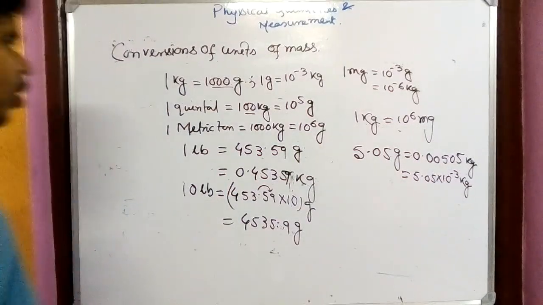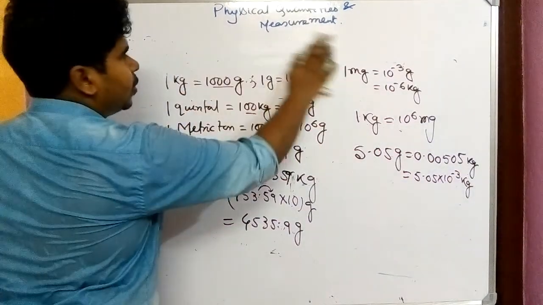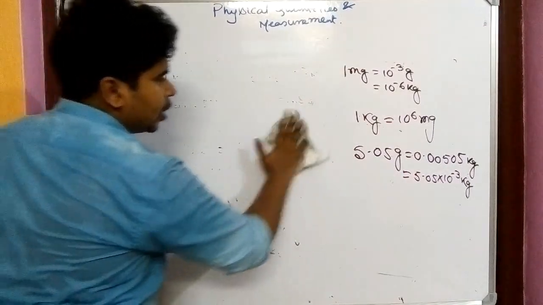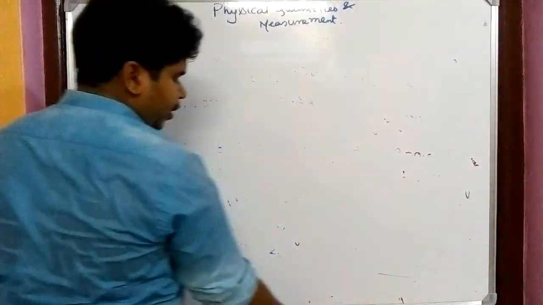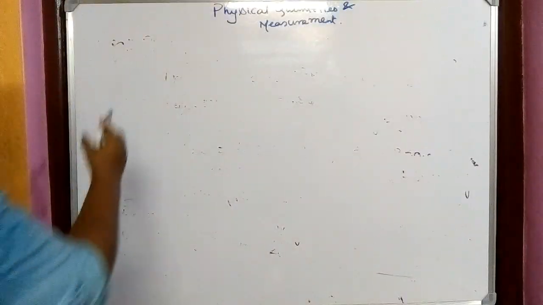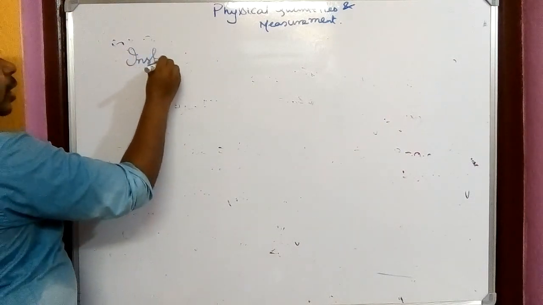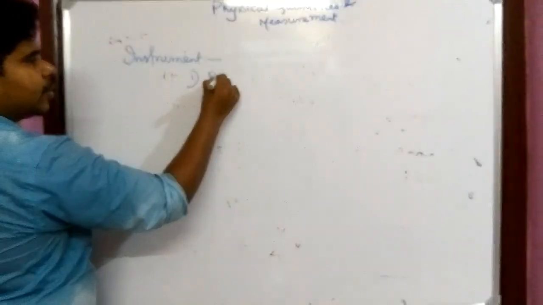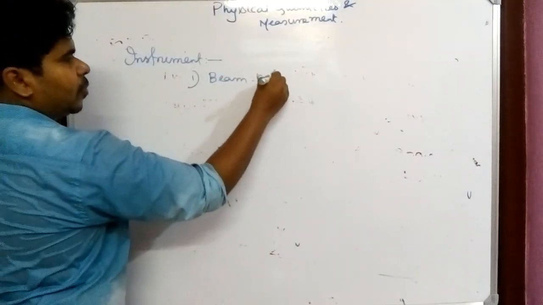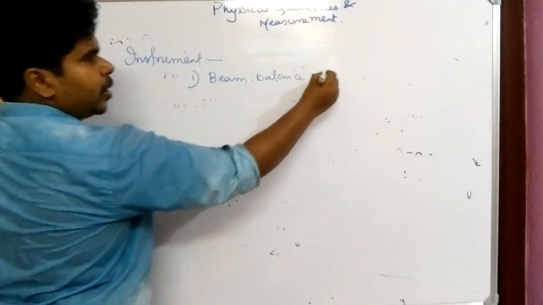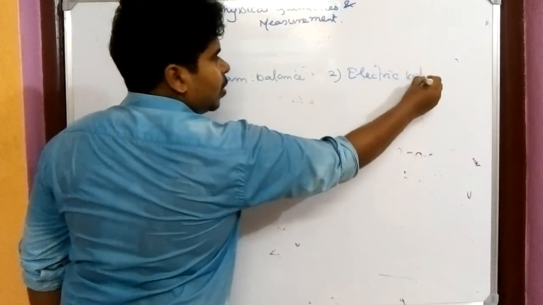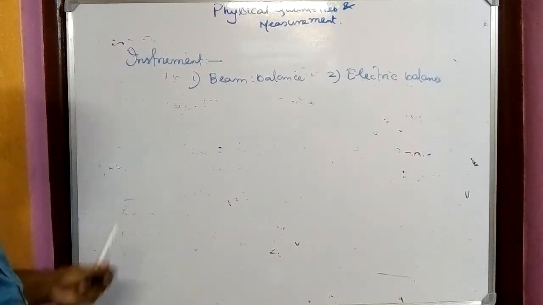Now we will go for the instrument. The instrument is used to measure the mass of a body, and the things we have seen around ourselves to measure the mass. Number 1, that is beam balance. And apart from this, another thing nowadays, that is electric balance. But beam balance is a very old thing and very common nowadays also.